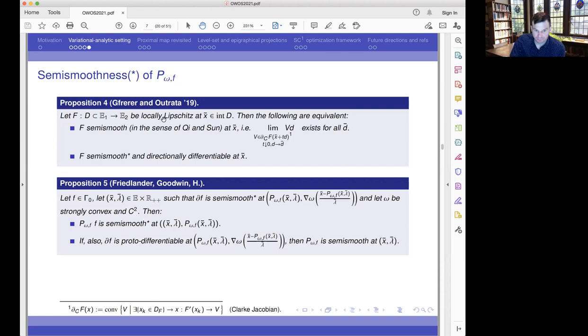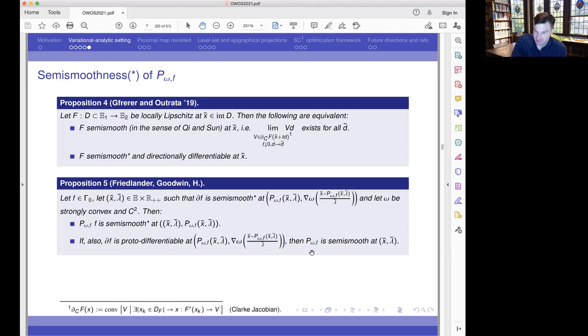And so now let's bring this to bear on our solution map from before. Can we establish semi-smoothness star? And the answer is yes. Namely, under semi-smoothness star of the subdifferential operator, we get semi-smoothness star of the solution map P. And of course, we already proved that proto-differentiability of the subdifferential operator gives us directional differentiability of the solution operator. Putting this together with proposition four explains the second item of this result, because semi-smoothness star plus directional differentiability gives us semi-smoothness.